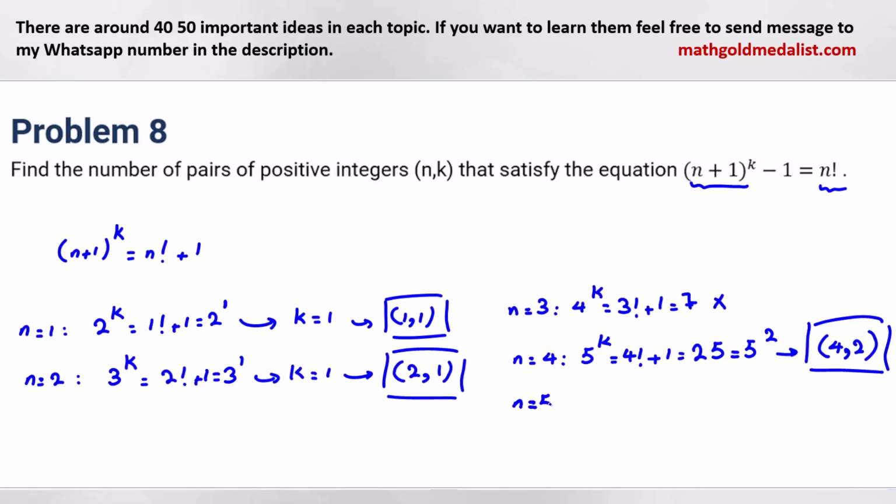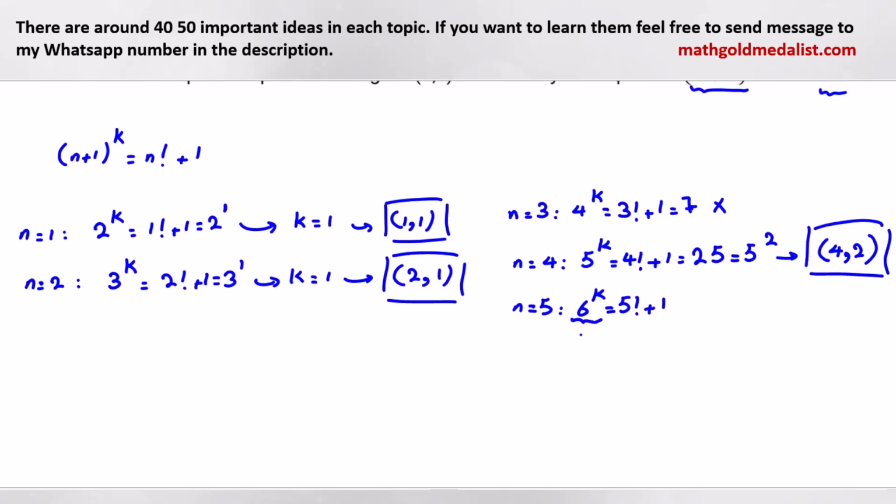Let's check n equals 5. For n equals 5, 6 to the k is 5 factorial plus 1. Now here we can consider something. It's not possible because this one is even. 5 factorial is also even. So even plus 1 is odd, it's not possible. If we check n equals 6, we can say 7 to the k is 6 factorial plus 1, which is 721. We know 7 cubed is 49 times 7. 7 times 9, 63, and 7 times 4, 28, 343. And 7 to the fourth will be greater than this.